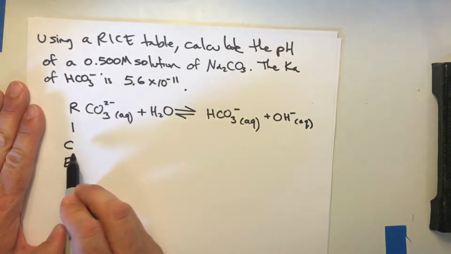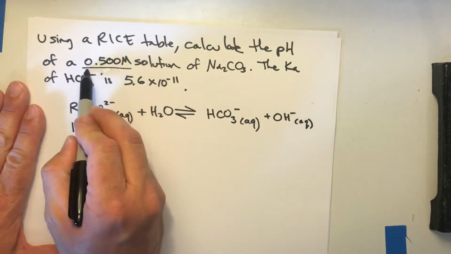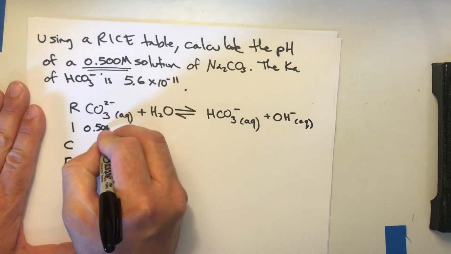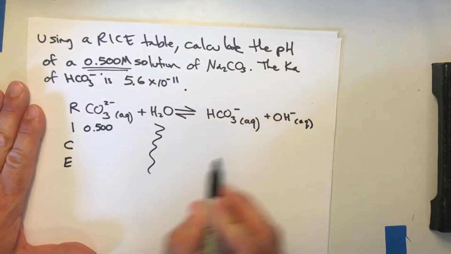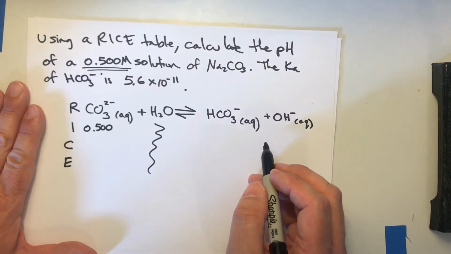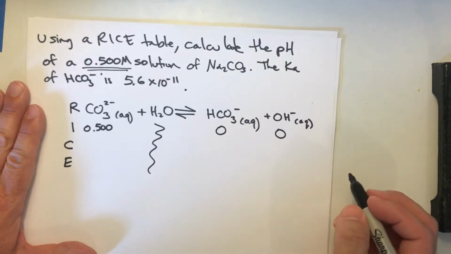Initial, change, equilibrium. The only thing we're given is that the initial concentration of the carbonate solution is 0.5 molar. So we're going to put 0.500 here. We don't have to worry about the water because it's a liquid. Its concentration won't change. It has an effective concentration of 1 by convention. So we're just going to put a little squiggle through that to remind ourselves. There's none of these given to us as initially present. So we're going to assume that they're 0.